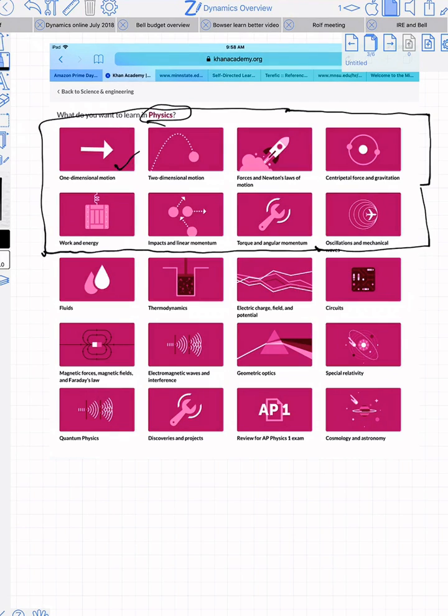Well, this is kinematics in one dimension. This is kinematics in two dimensions. This is the first kind of kinetics, Newton's second law. This is the second kind of kinetics, work and energy. And the third kind of kinetics, impacts and linear momentum, so impulse momentum. And then centripetal force and acceleration, torque and angular momentum, and oscillation and waves are other applications of these first five.